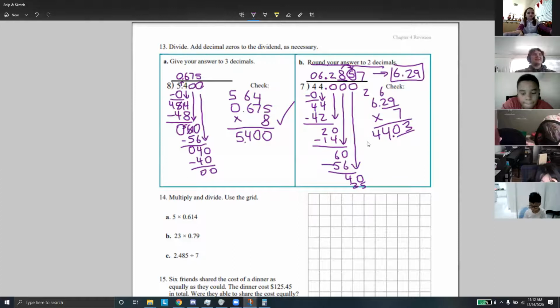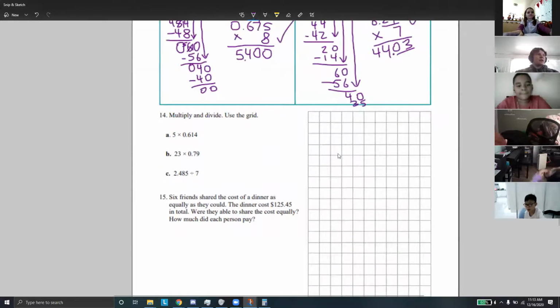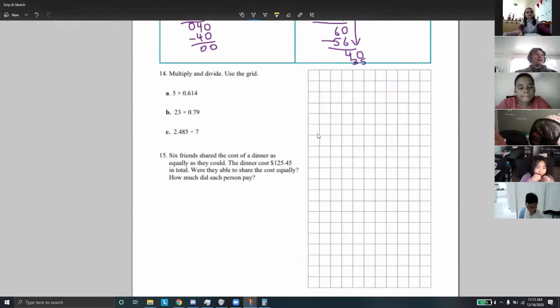Ooh, you guys got a different answer? I got not exactly 44, 43.96. Maybe be sure to check your rounding. You have to make sure you round to 6.29 because that's what we're at, right? No, because I did 2.8. Okay, so multiply and divide, use the grid.